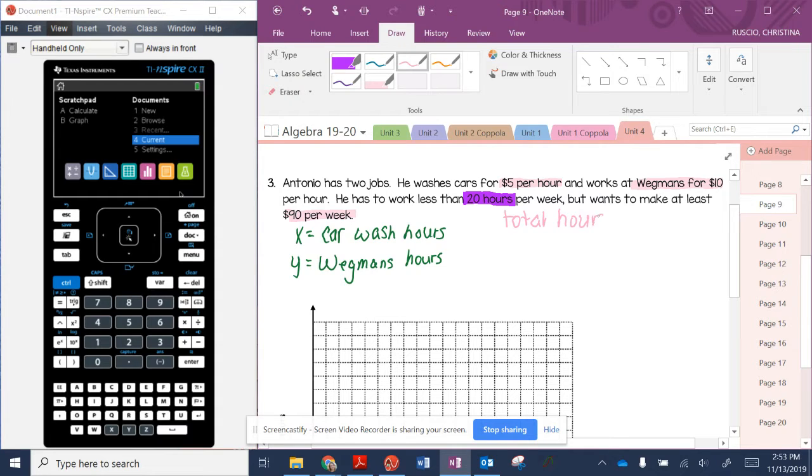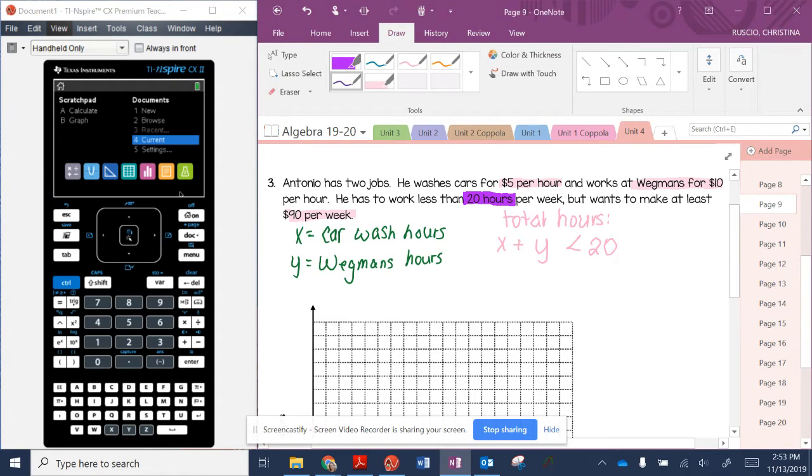What's the total hours? The total hours has to be less than 20. So how do I get total hours? Wouldn't I just add up the car wash and all the Wegmans hours and say that it has to be smaller than 20? Oh, car wash is X and Wegmans is Y. Oh, that's cool. So X plus Y has to be less than 20.